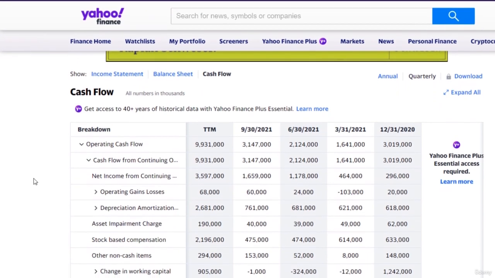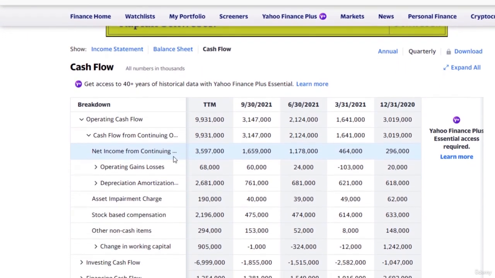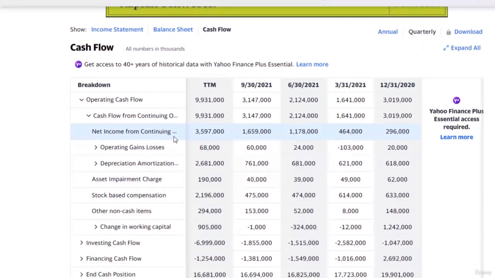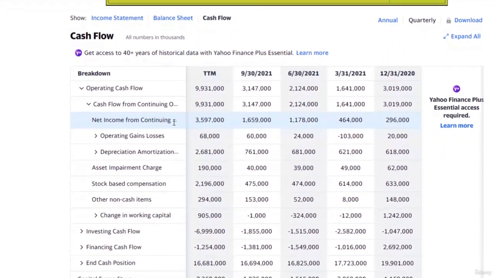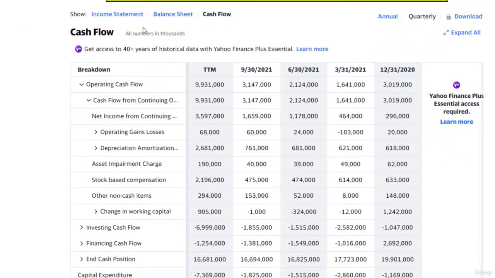We're selling cars, right? So if we look at it, we have cash coming in from net income. That's our profit. So thinking about the income statement, we've got profit coming in. And when we make profits, after we paid all our operating expenses, we've got cash coming in. So that's our net income from continuing operations, at $3.5 billion.